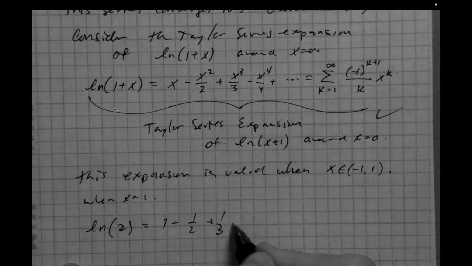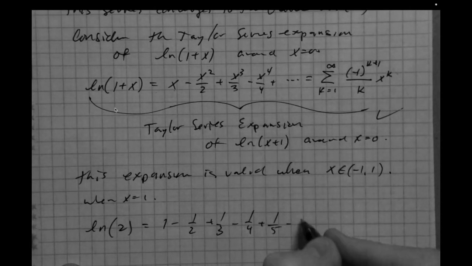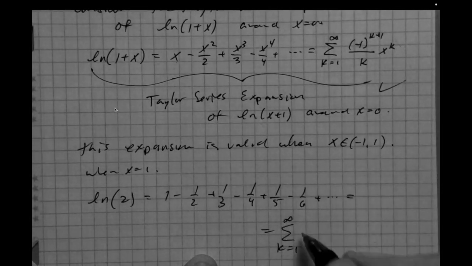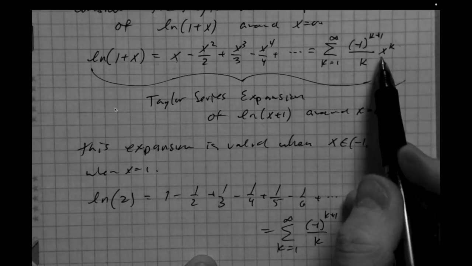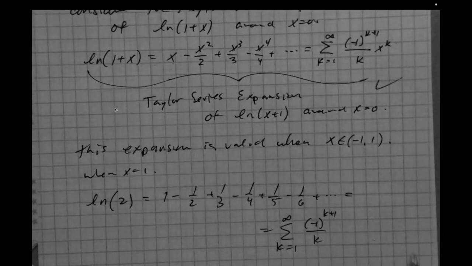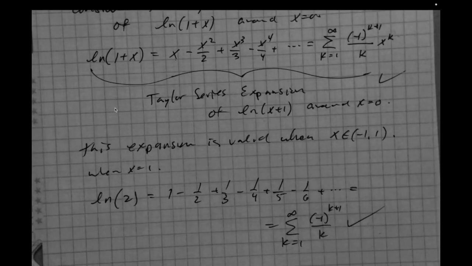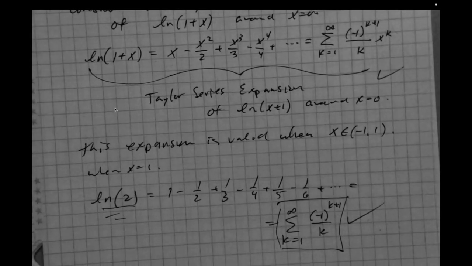a third minus a fourth plus a fifth minus a sixth plus dot dot dot, and in general it's equal to the sum from k equals 1 to infinity of negative 1 to the k plus 1 over k, and now instead of x to the k, I just have 1 to the k, so it's just 1, I can leave it off. And so this is our alternating harmonic series. All right, and we've just shown that this infinite series is equal to this value, ln 2. Kind of nice, kind of remarkable.